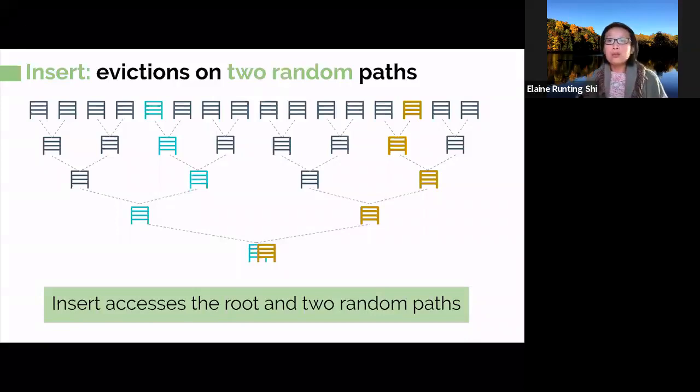So this is how we support insertion. And again, the important thing to observe is that the insertion touches only the root bucket and two random eviction paths. And therefore, insertion chooses a random path for the newly inserted element without revealing the choice of the path. And later on, when we extract the element, the path revealed there is fresh and uniform at random.